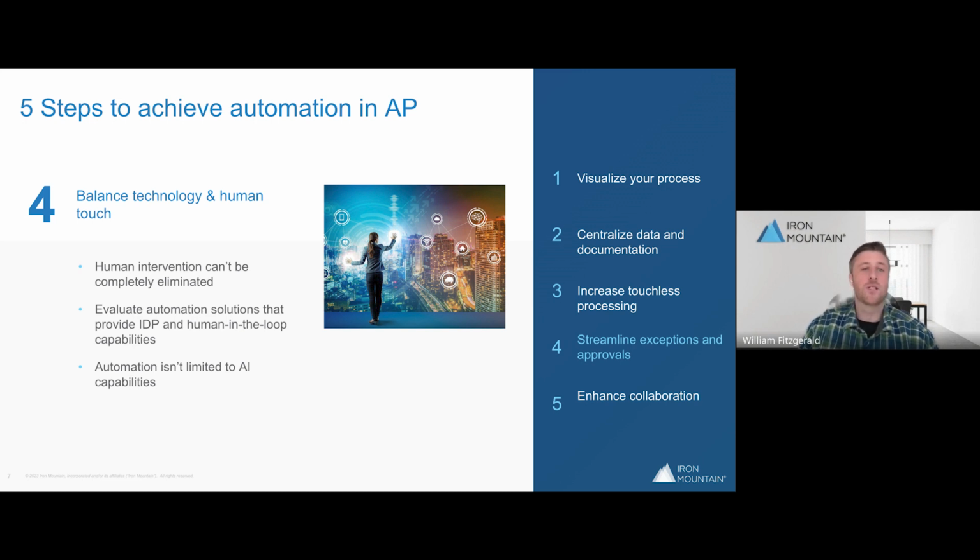Human in the loop is an industry term, but what we're really talking about is allowing humans to validate information when machine learning models are not confident in the data that was extracted. Low confidence extractions are sent to an exception queue where accounts payable staff can review the original invoice, the extracted data, and either accept or update the value that was extracted.